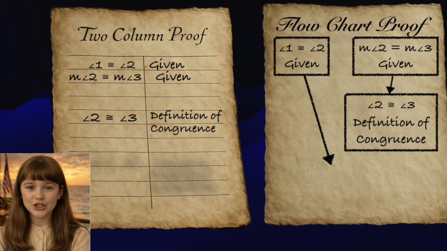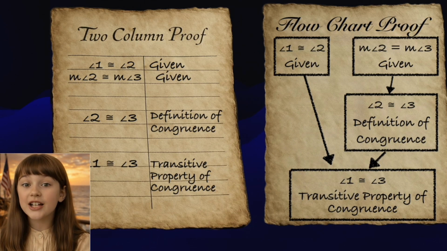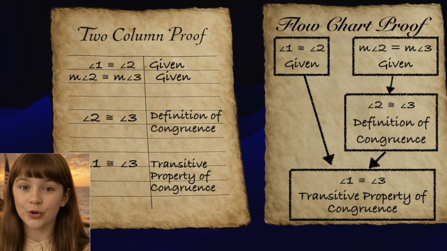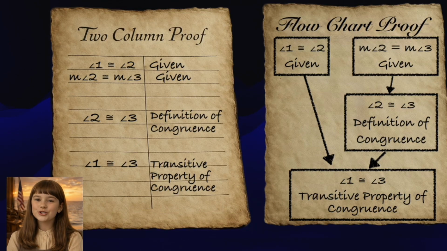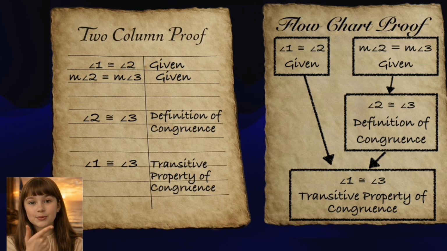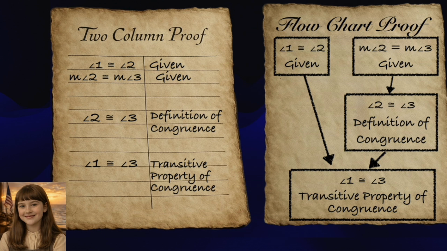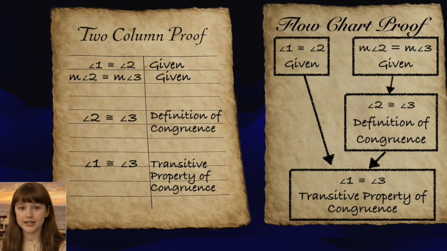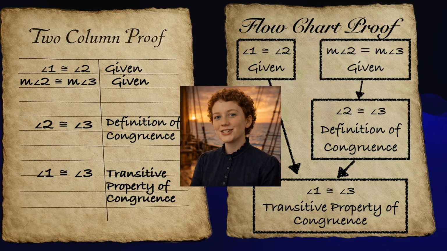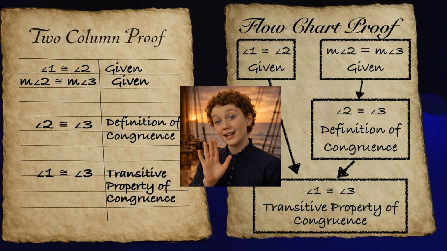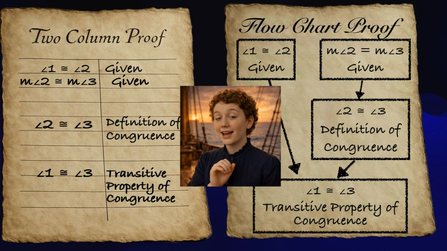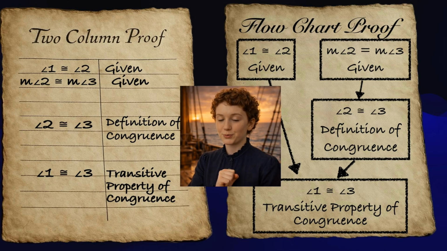The right branch has two steps. Box 2: measure of angle 2 equals measure of angle 3. Given. That leads to box 3: angle 2 is congruent to angle 3 by the definition of congruence. The conclusion, box 4: angle 1 is congruent to angle 3 by the transitive property of congruence. Proof complete.